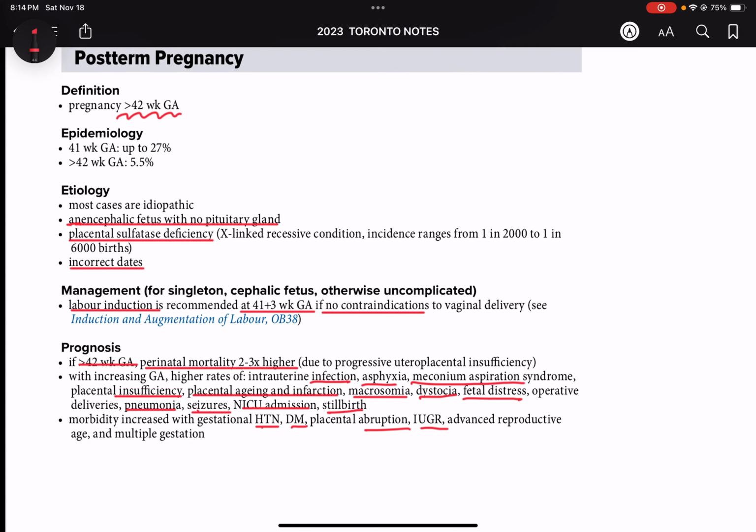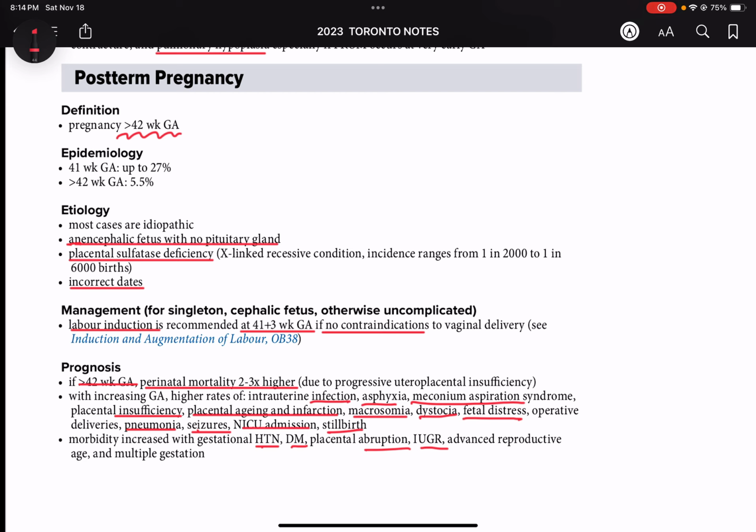Okay, moving forward, post-term pregnancy. After 42 weeks, it would be post-term. So 37 to 42 would be term, but after 42 would be post-term. That is why labor induction is recommended at 41 plus 3 weeks of gestational age. So don't let it go past 42. If it's past 41 weeks, 3 days, labor induction is recommended. So pregnancy which is after 42 weeks is called post-term.